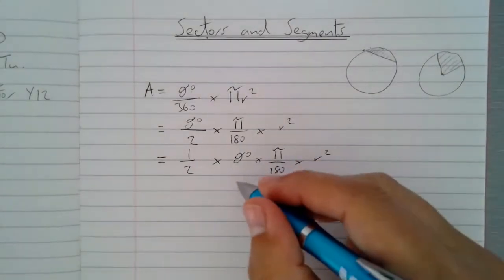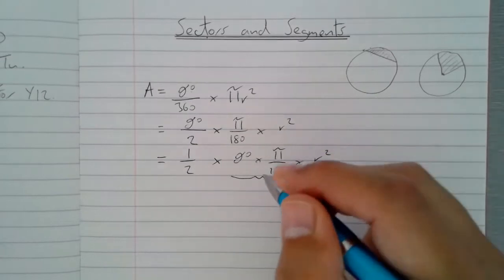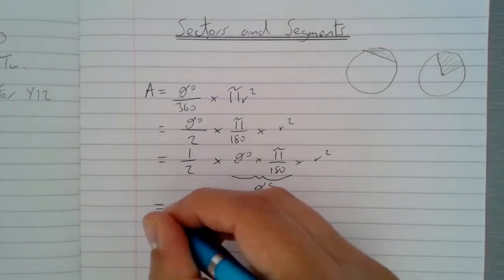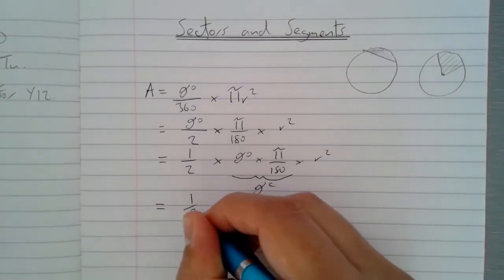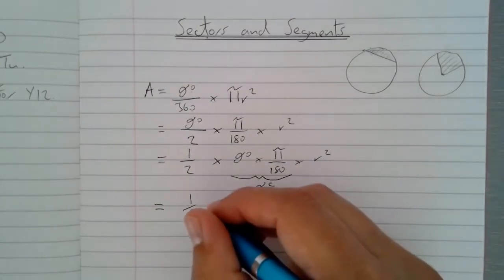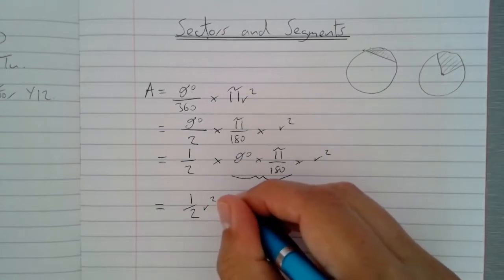And I can see that this bit here, if I take theta degrees and times it by pi over 180, this converts it into the angle in radians. In other words, the area of a sector, when I'm thinking about radians, is half times r squared times theta.